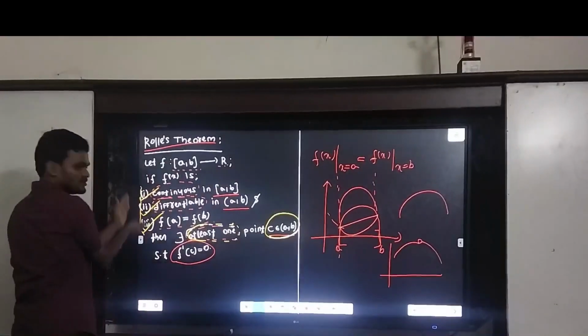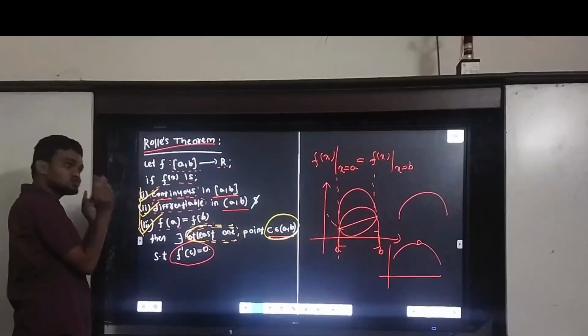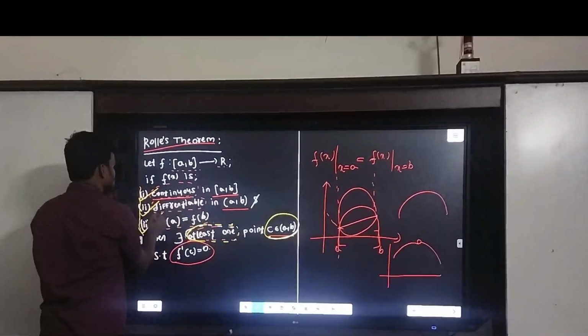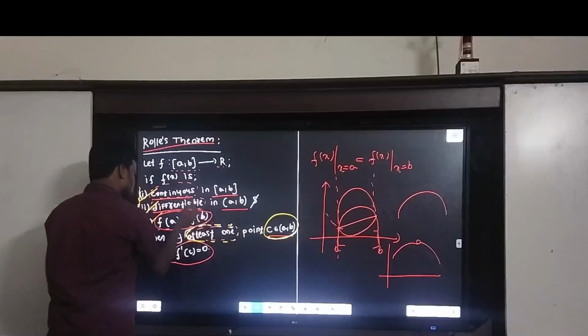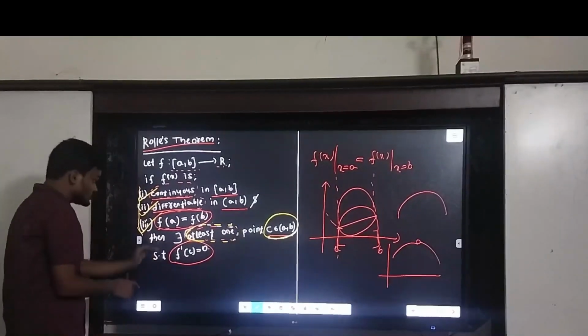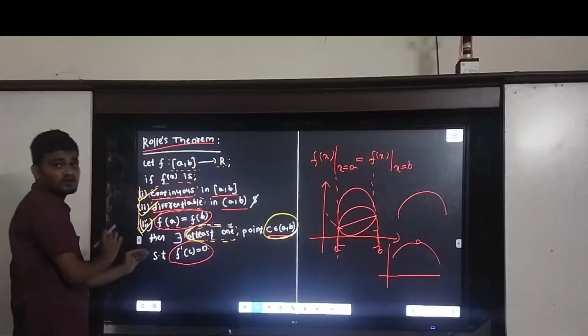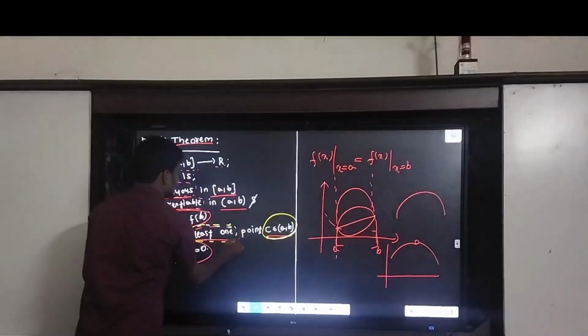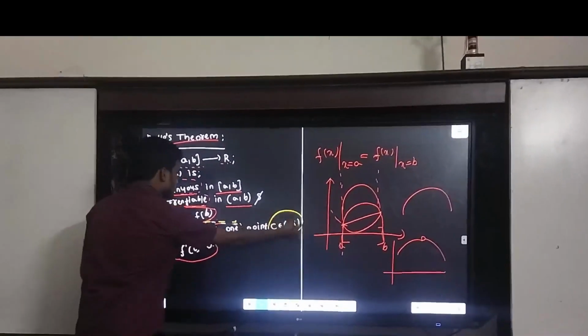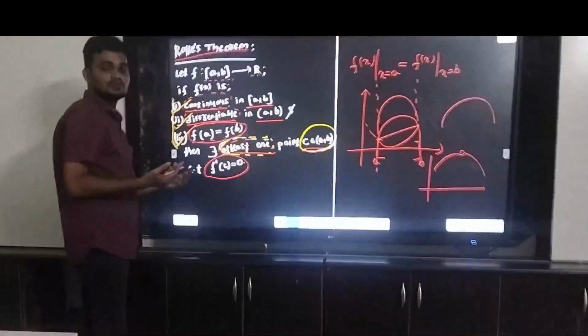So these three conditions are most important. The function should be continuous, the function should be differentiable, and at the endpoints the functional values should be the same. Then we can conclude this thing. This hypothesis is most important. This is the important thing. Then there exists at least one c in the open interval such that f dash c is equal to 0.